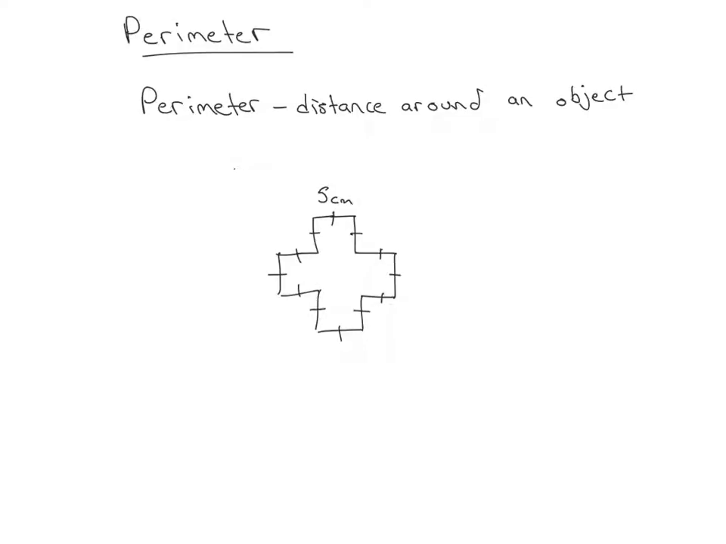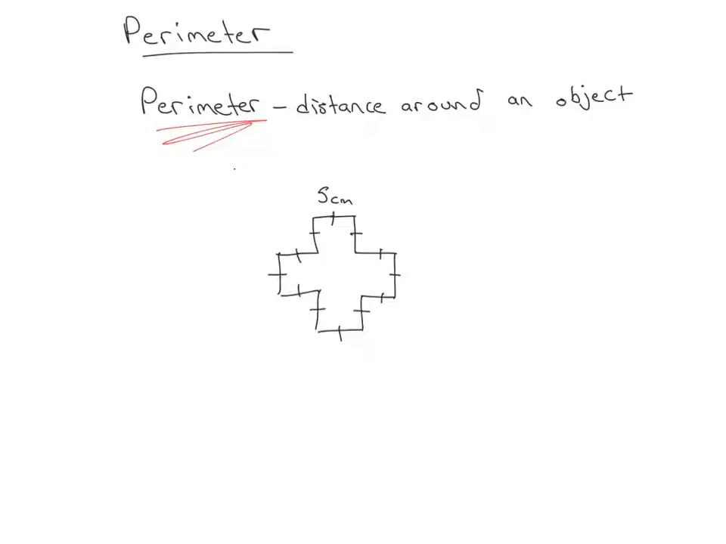Today we're going to talk about perimeters. So just a quick reminder, I know we looked at this in grade 5, but perimeter is basically the distance to go around an object. So all we're trying to do is find how far it would be to travel around the outside of an object.